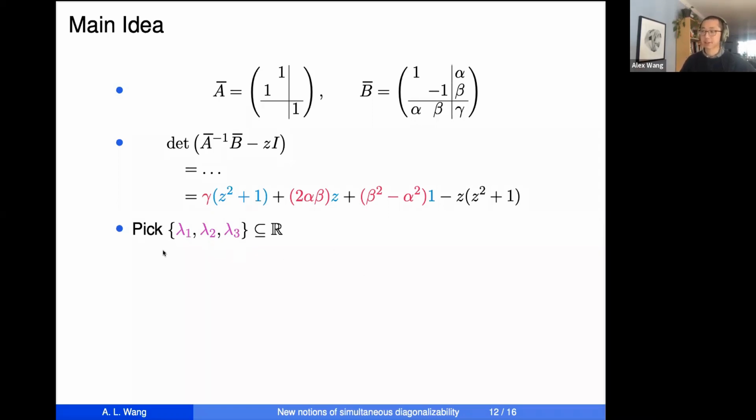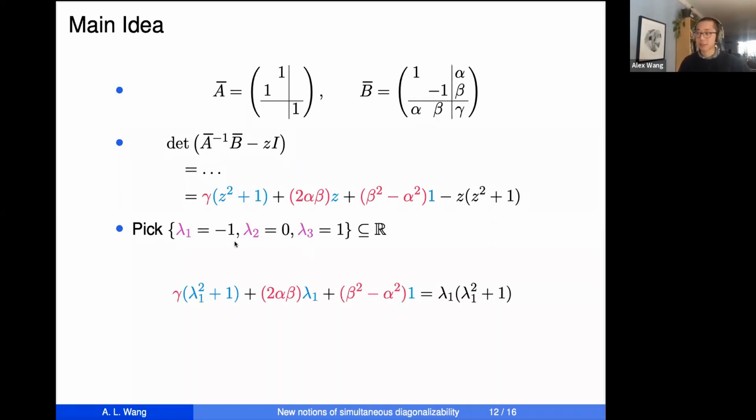But for concreteness, I'm going to assume that lambda 1, lambda 2, and lambda 3 are -1, 0, and 1. In general, you can do the remainder of the calculation I'm going to show you with any arbitrary set of 3 distinct points. Okay, so first, what does it mean for lambda 1 to be an eigenvalue of bar A inverse bar B, right? What is this going to impose on my alpha, beta, and gamma?